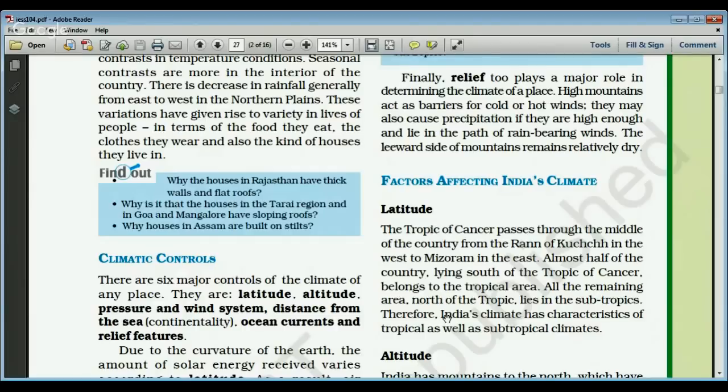And then why is it that the houses in the Terai, Goa and Mangalore have sloping roofs? Because these regions have very high rainfall, so they have sloping roofs so that water does not accumulate on the roofs. And then houses in Assam are built on stilts, because their regions always get rainfall, and their regions always remain marshy. So that is why the houses are built on stilts, and they look like sticks.